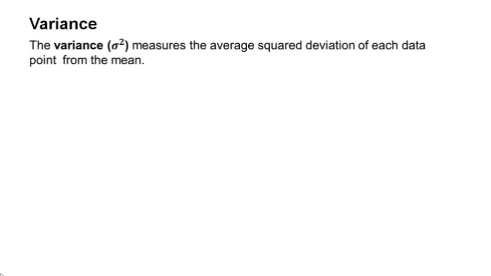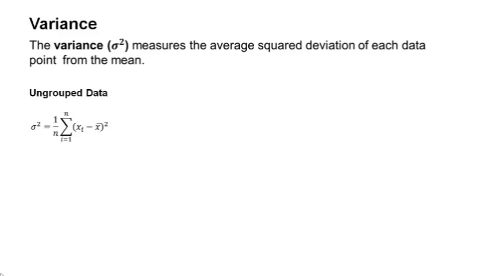Variance. The variance measures the average squared deviation of each data point from the mean. The variance is denoted by the symbol sigma square. So how to calculate the variance for ungrouped data?